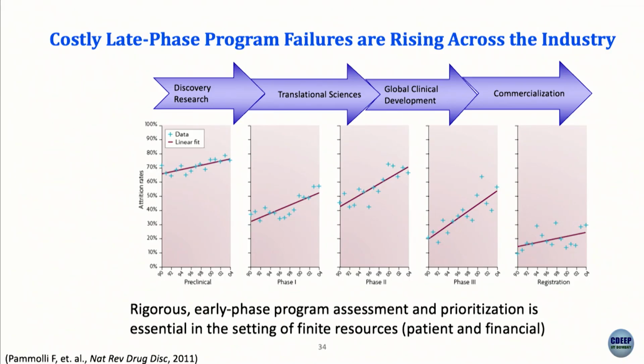a clinical trial? So in a clinical trial, all this way, in preclinical, you have some data collected, you evaluate that data. If it looks positive, you go to phase 1, where small doses are given to a small number of people, and then phase 1, phase 2 and finally registration. So rigorous early phase program assessment and prioritization is essential for setting the finite resources. So that is kind of patient friendly and finance friendly as well.